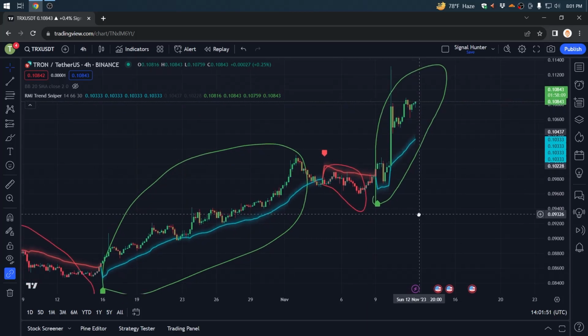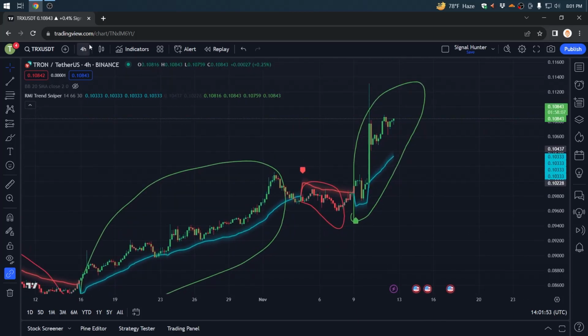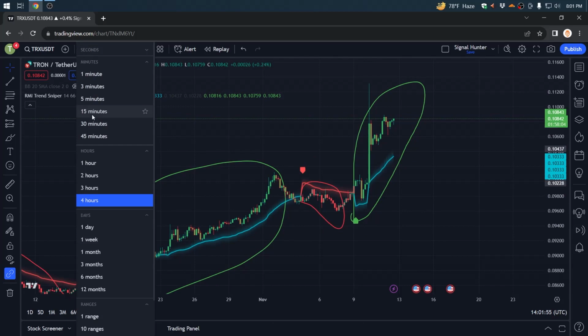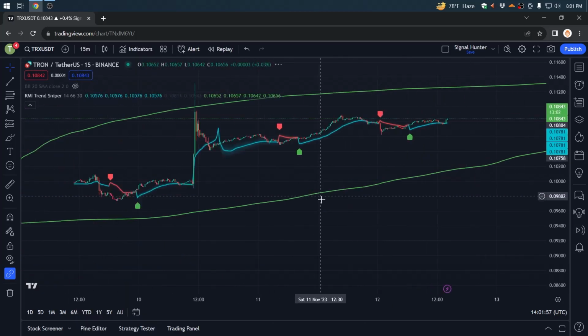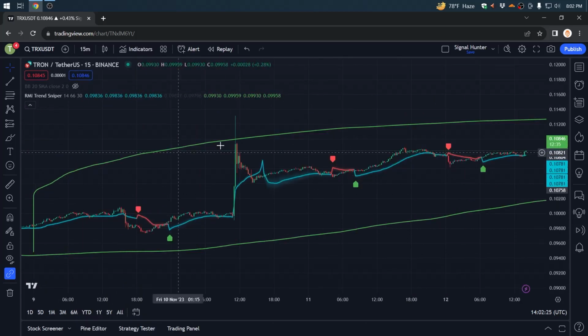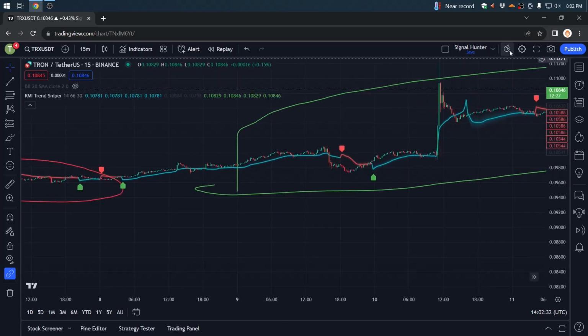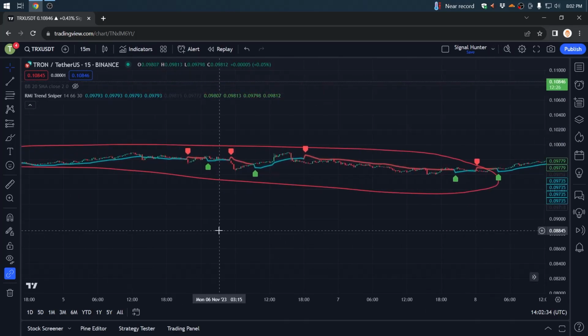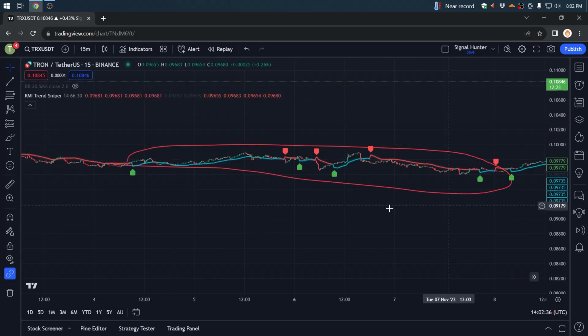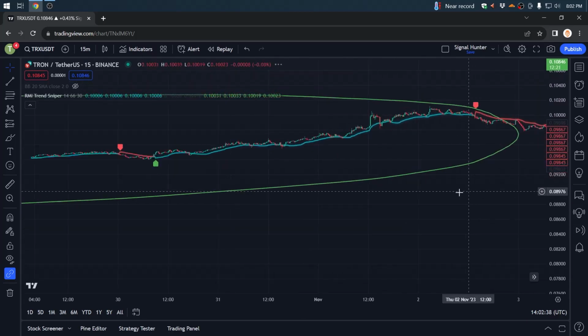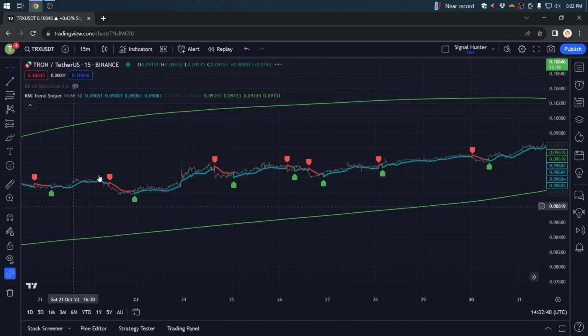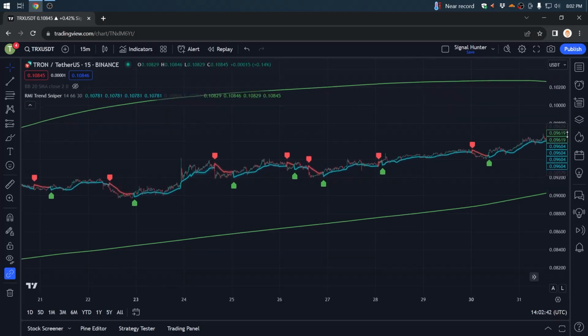Now what you have to do is change the time frame to 15 minutes. So I simply change the time frame to 15 minutes. You can see this area is on the 4 hour time frame, and it was an uptrend market, and this was a downtrend market on the 4 hour, and this was an uptrend market on the 4 hour time frame.